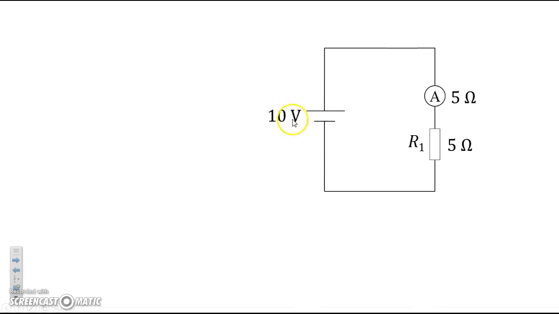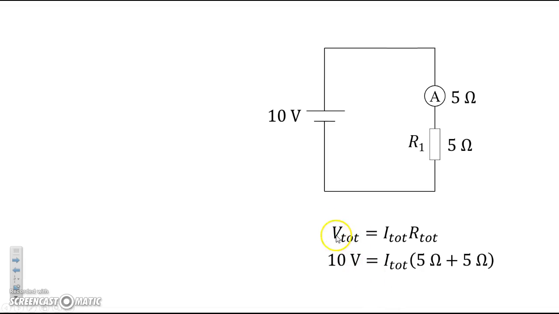We're going to replace this EMF with a 10-volt battery. The total potential difference is equal to the total current times the total resistance. The total potential difference is 10 because that's what the battery supplies as the EMF. We're solving for the total current. If the ammeter has 5 ohms of resistance, then the total resistance is 5 plus 5. And then the current is 1 amp.